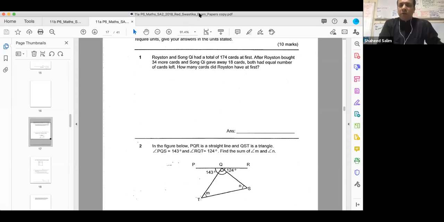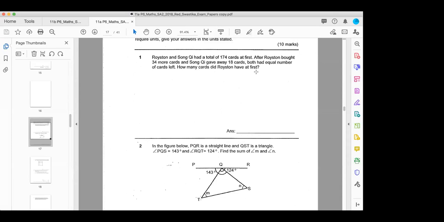So we are going to go through step by step. What about Zahira? Can you get it now, or still doing? Still doing. Now let us see. Royston bought some cards. Song Chi gave 18 cards away. In the end, they both have the same number. Okay, I got 61.